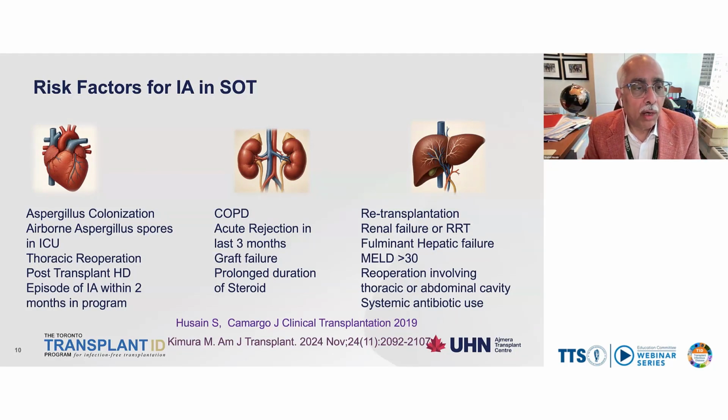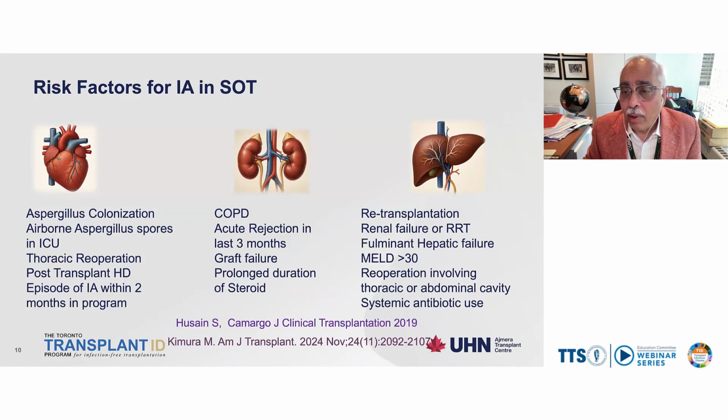The risk factors of invasive aspergillosis, as it is not very common in other solid organ transplants, have been studied, particularly in heart transplant and liver transplants. And here also, Aspergillus colonization in heart transplant is a significant risk factor. Airborne Aspergillus spores in the ICU, thoracic reoperation, or post-transplant hemodialysis are the other two. Other important risk factors for IA in kidney transplant are a history of COPD, acute rejection lasting months, graft failure, and prolonged duration of steroids.